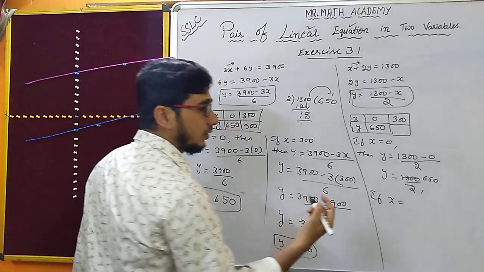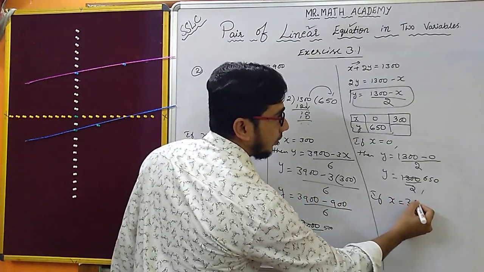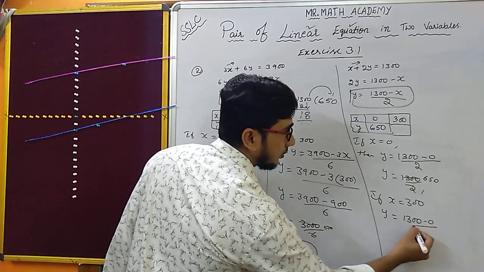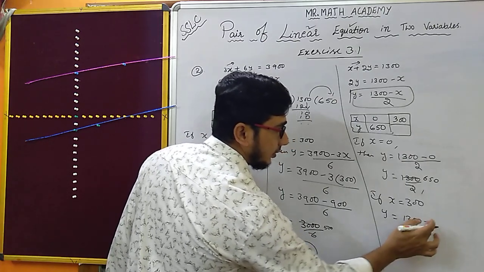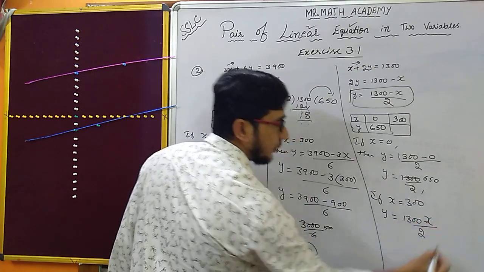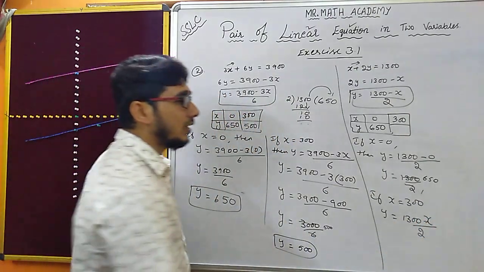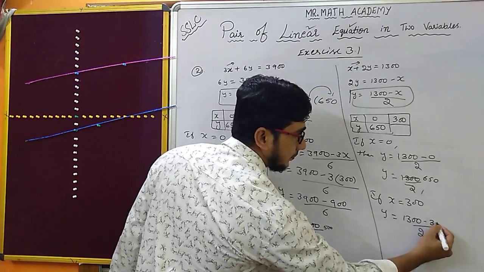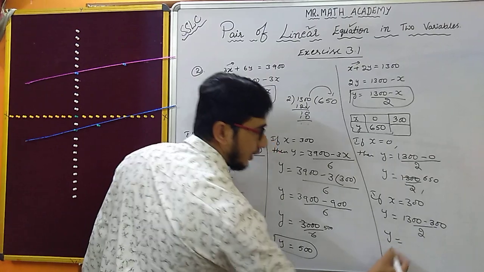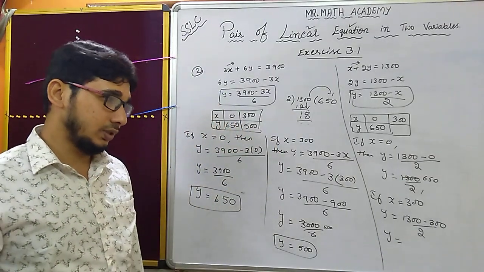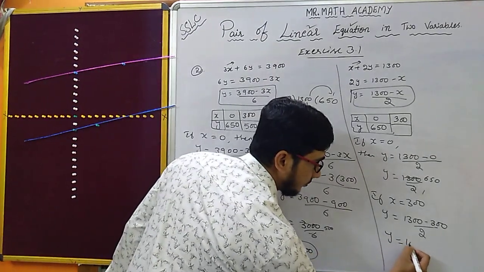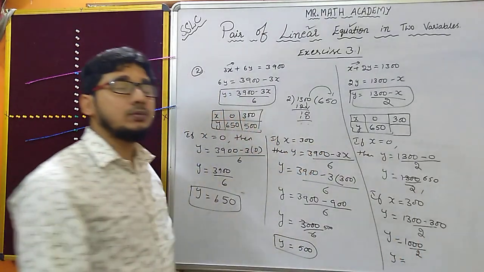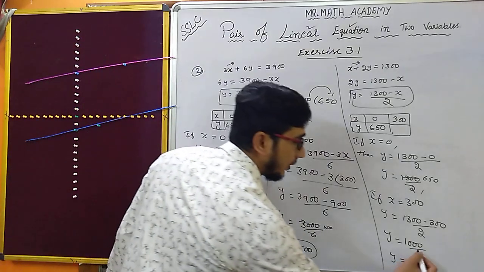Slowly, you observe carefully now. If x is equal to 300, what will happen? y is equal to (1300 minus x) divided by 2. In the place of x, directly I'll substitute the value. What I took? 300. So it will become (1300 minus 300), which is 1000, divided by 2. 1000 divided by 2, if you divide, you will get 500.